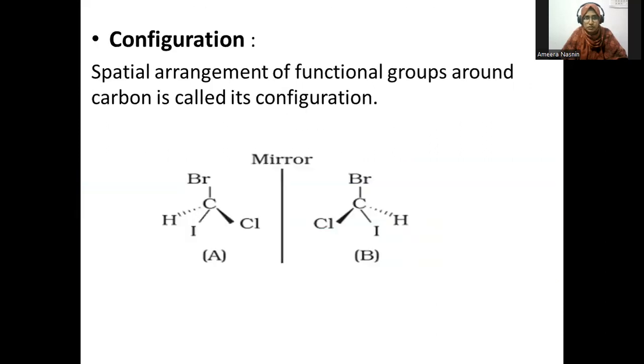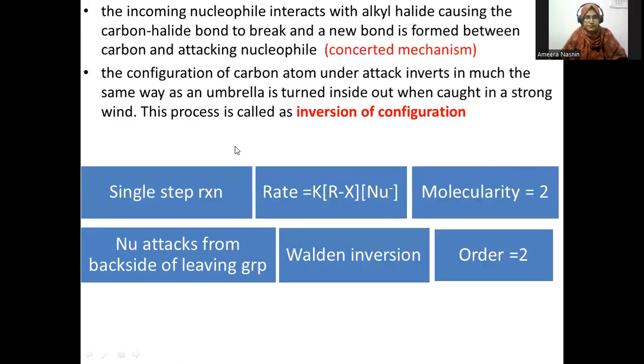So first, let's see what a configuration is. Configuration means the spatial arrangement of functional groups around the carbon. So this is a carbon, and we know that carbon has 4 valency, and how these groups are arranged around the carbon atom is called its configuration. So in this reaction, there's an inversion of configuration. We'll see what inversion of configuration is in the upcoming slide.